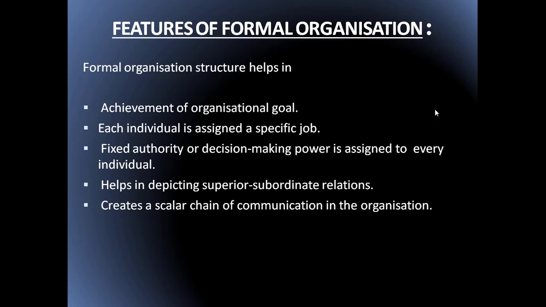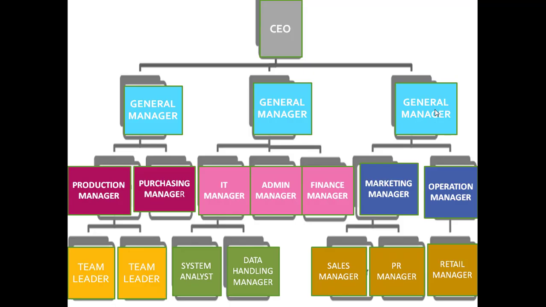There is a fixed authority or decision making power that every individual has. So this makes it very easy for them to achieve their goals, as they are very clear about their roles and responsibilities. The formal organizational structure depicts the superior subordinate relationship. And the last one is that it creates a scalar chain of communication in the organization. Now, by scalar chain we mean superior subordinate relationship, that is, who reports to whom.